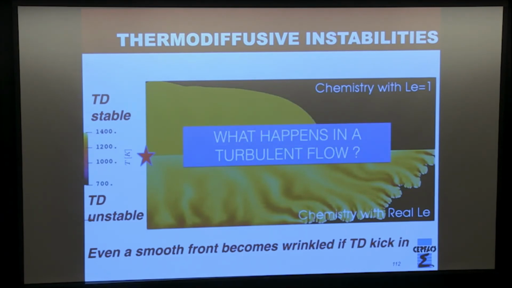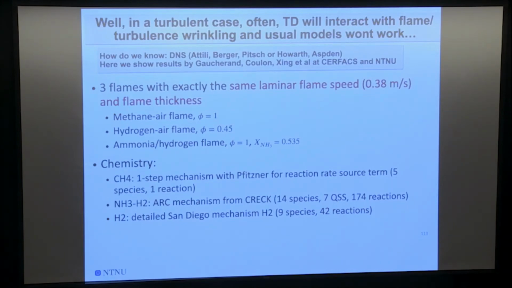So, of course, this is all laminar. But now, what if there is turbulence on top of it? Moshe talked about that this morning for small levels of turbulence. I just want to show you another simulation, which is probably a bit more precise than his. We did a test where we compared 3 flames: a methane air flame at stoichiometry, a hydrogen air flame at phi equal 0.45, and an ammonia hydrogen flame at phi equal 1, but with a content of NH3 of this same level.